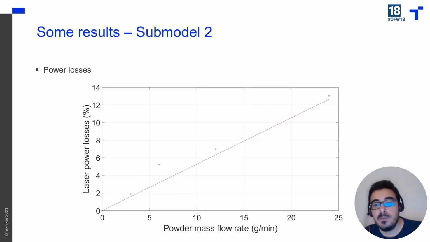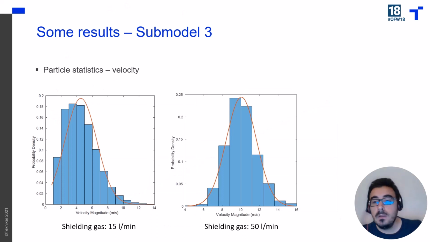Another interesting result for us is to notice that the power losses are almost linear with the powder mass flow rate. To get this result, we have normalized the laser power to 1 watt, and we have integrated the laser irradiance at the working distance. In this case, we recover the total power loss, and we see that it's pretty much linear with the powder mass flow rate. I think I am running out of virtual time, so I will try to go quickly through the last slides.